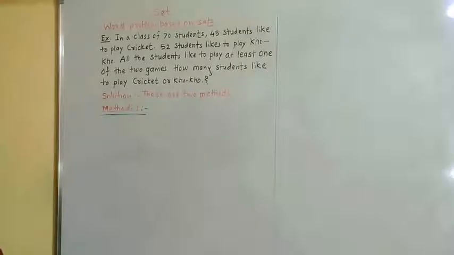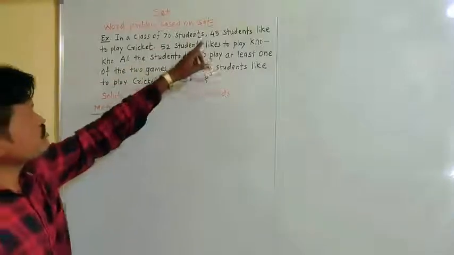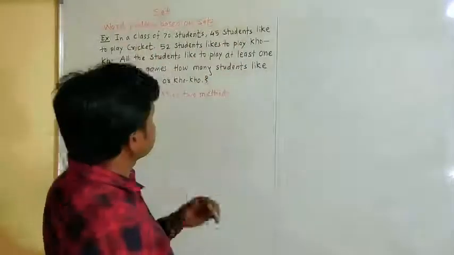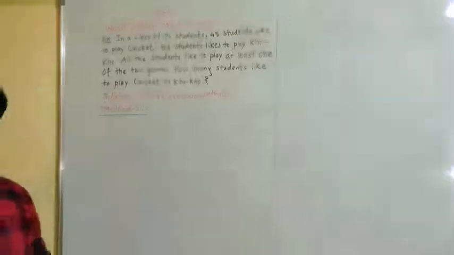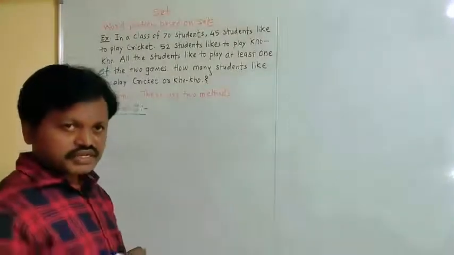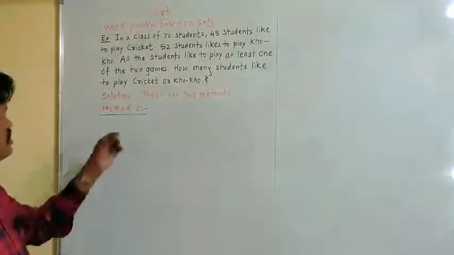So first we write here the given information. In a class of 70 students, 45 students like to play cricket. So I write in the form of set.